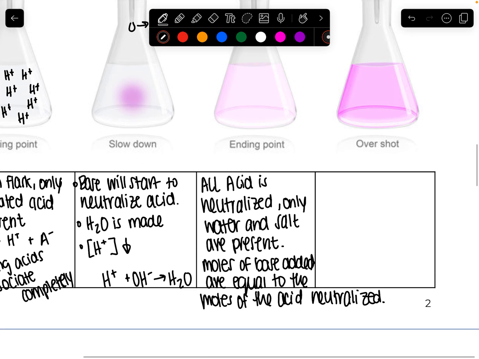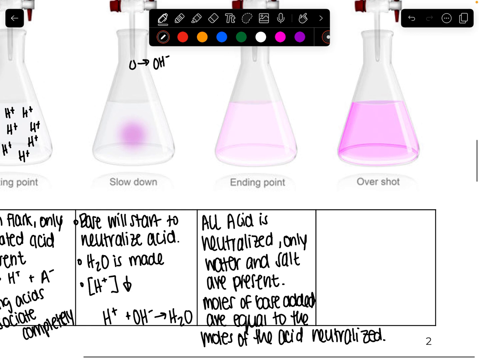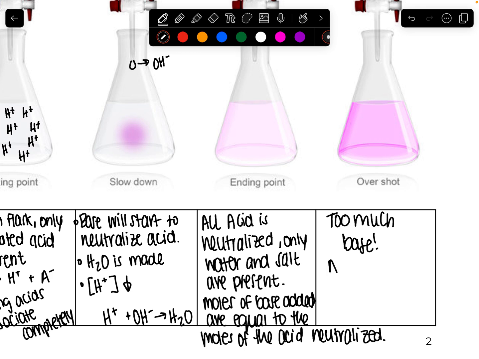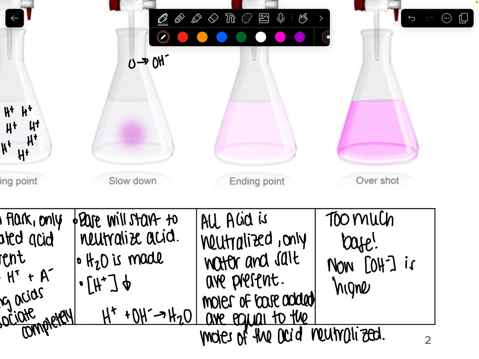Overshot, or over titrated, would mean at this point, too much base. You've added too much extra base, so now you have a concentration of hydroxide ions that are higher than the water that you had, which means it's going to start turning pinker and pinker.